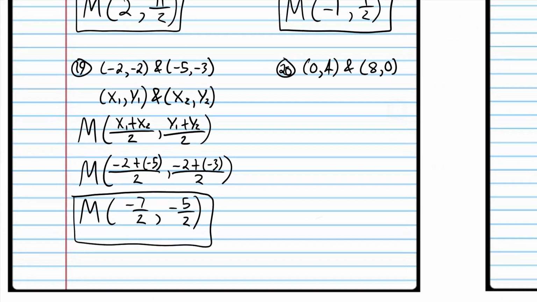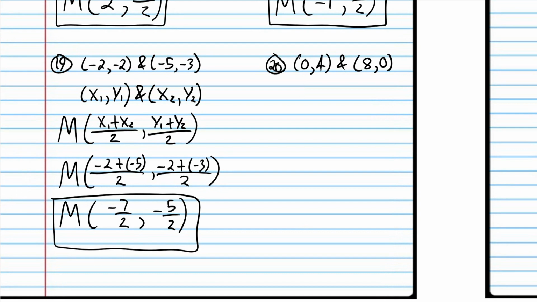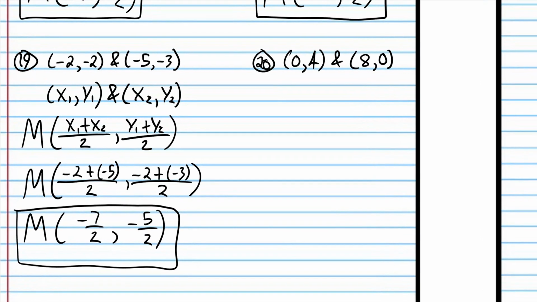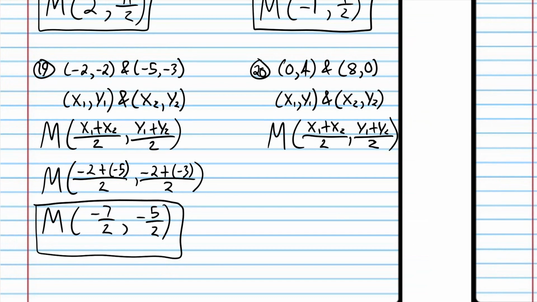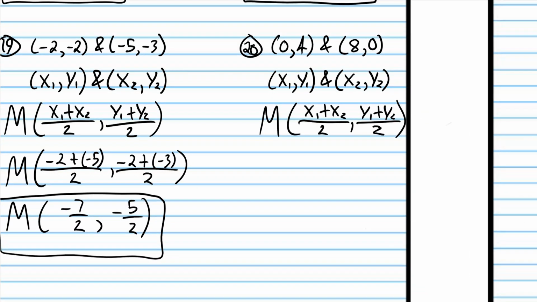All right, try number 20, and when you come back, we'll do it together. All right, we're back. Let's go ahead and write the formula out. Again, you don't have to write the formula every time you do this. I'm just showing you the tool that we're using. I don't want you to think that these problems are always going to take a long time. They're really not.